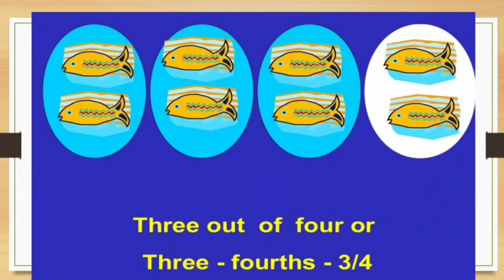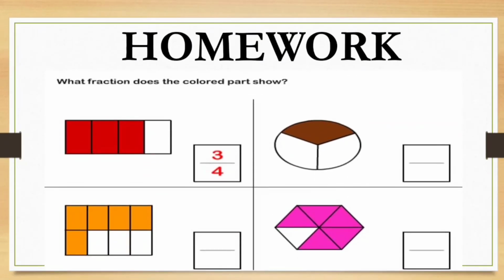Correct? So I hope you all have understood the concept, that in the denominator we always write the total number of parts and in the numerator we always write the parts which are taken out, or the parts which are colored, or the parts which are shaded.